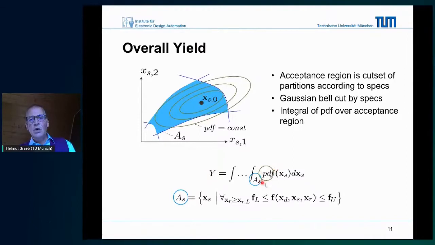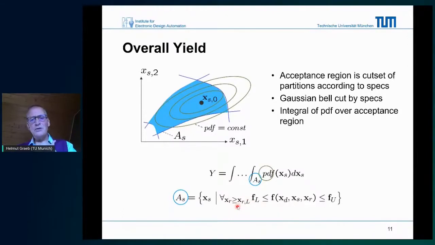You integrate over that PDF, over all your statistical parameters, and as integration bounds, you take the acceptance region. And the acceptance region is where all the F are less than the upper bounds and greater than the lower bounds, right? So this would be something like power should not be more than, area should be not more than, and gain should be at least that, slew rate should be at least.